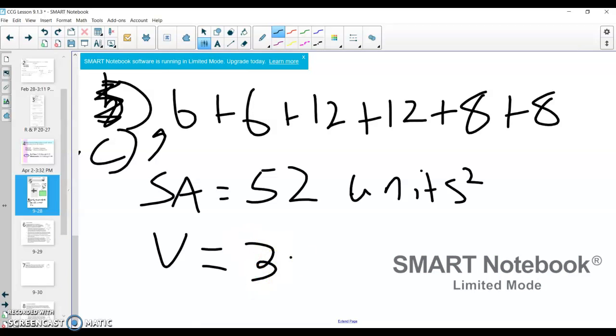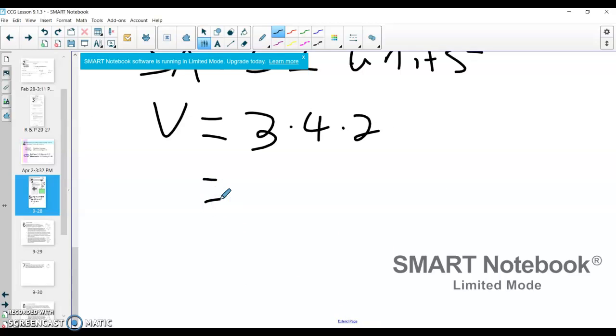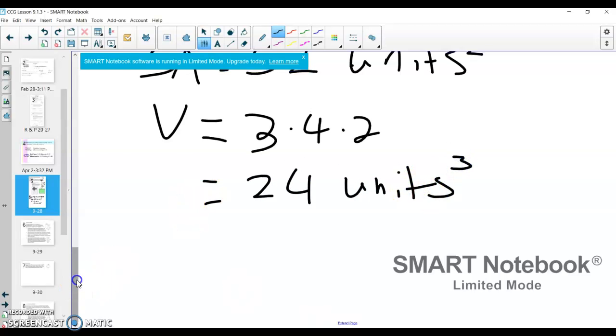And so volume is 3 times 4 times 2, which gives me 3 times 4 is 12, 12 times 2 is 24. And so that's 24 units cubed for the volume.